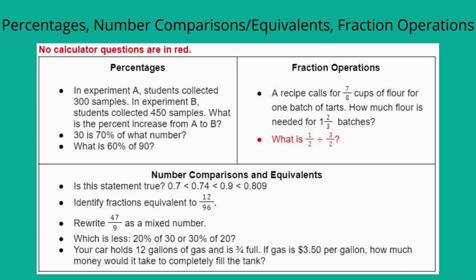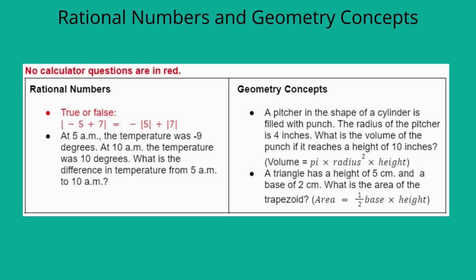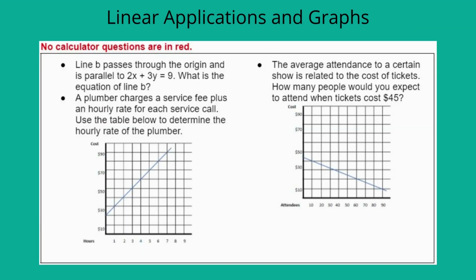Next, you'll see examples of problems under the subtopics of percentages, fraction operations, and number comparisons and equivalents. As you can see, you're able to use the calculator on most of these question types. Here are examples of the types of problems seen in the rational numbers and geometry concept subtopics. You're allowed to use a calculator on most of them. For linear equations and graphs, you can see we're looking for a clear understanding of how to graph lines and how to understand the context of a problem through the graph of a line.